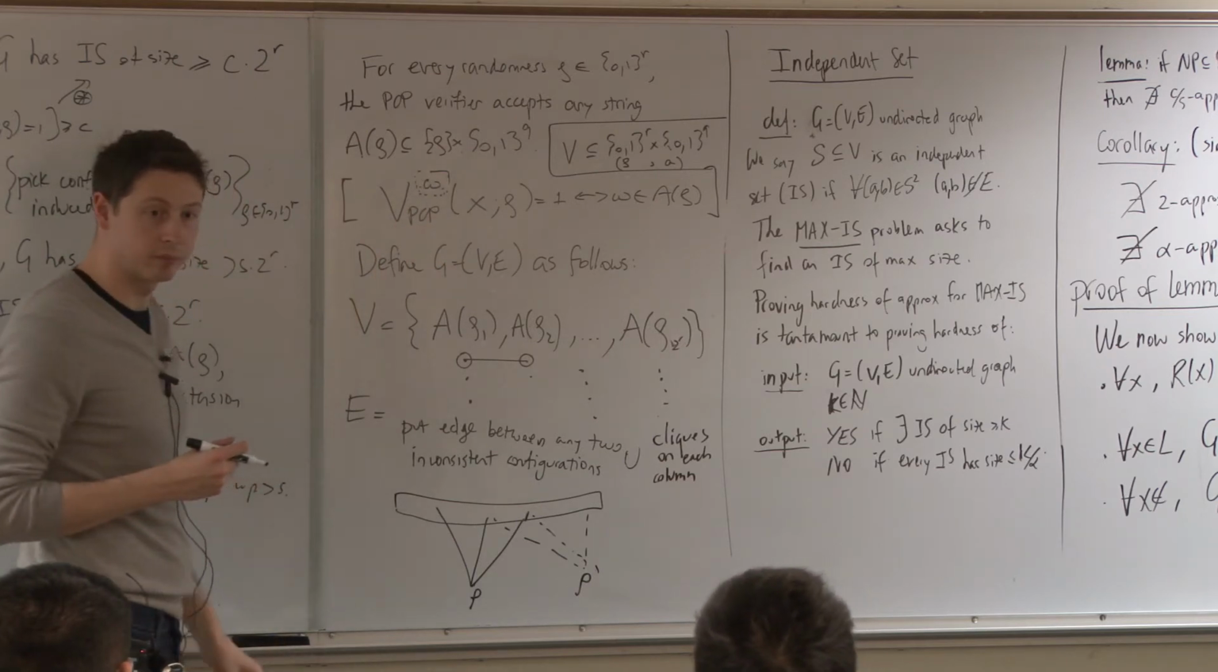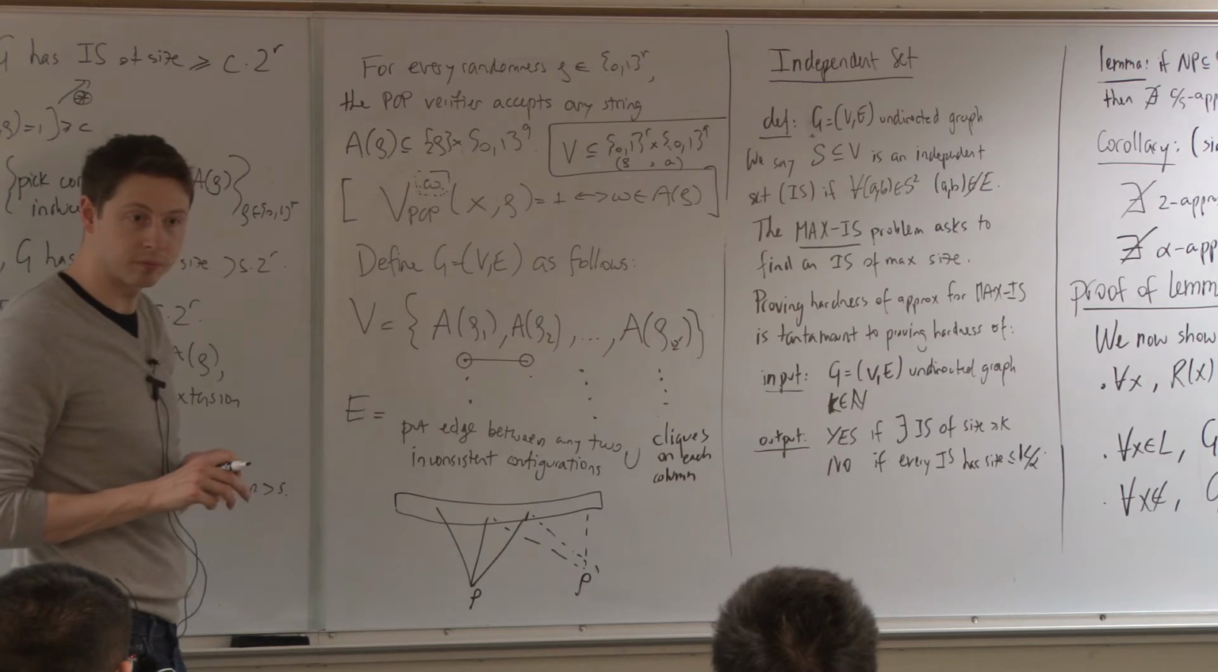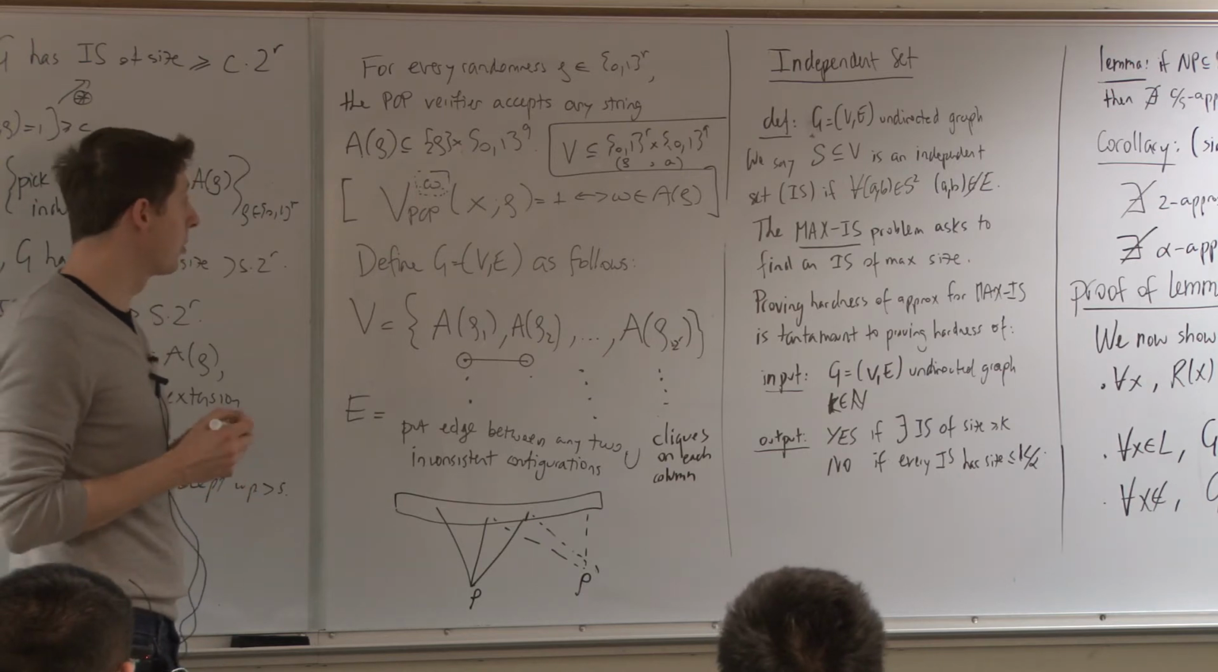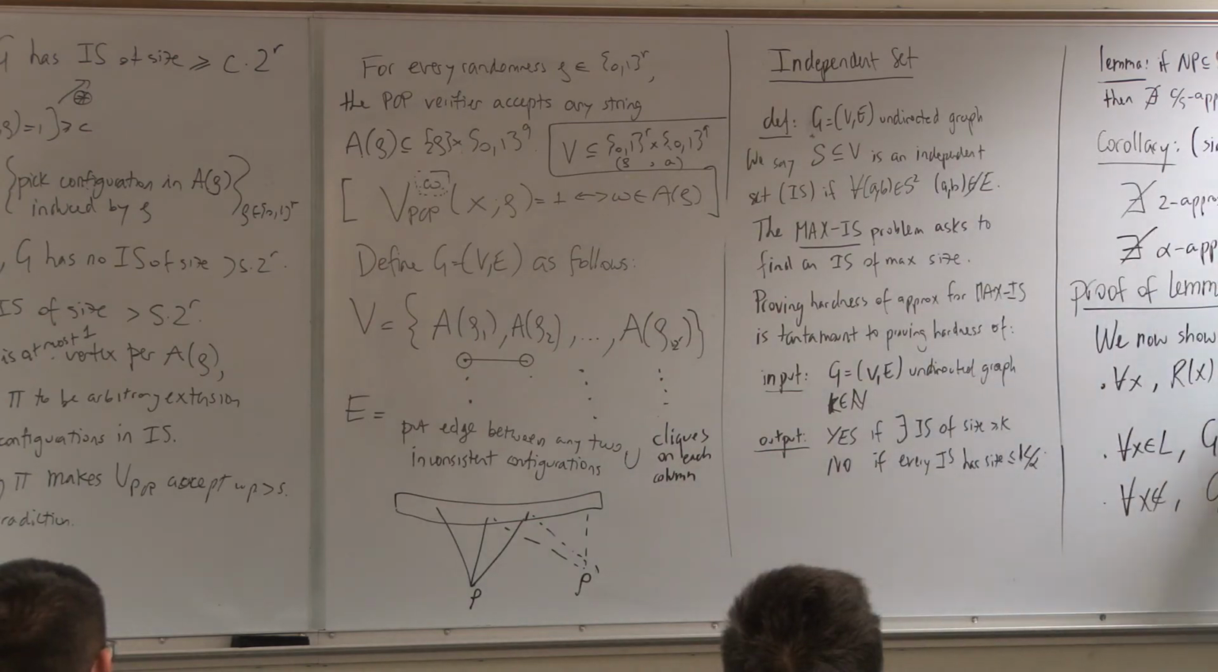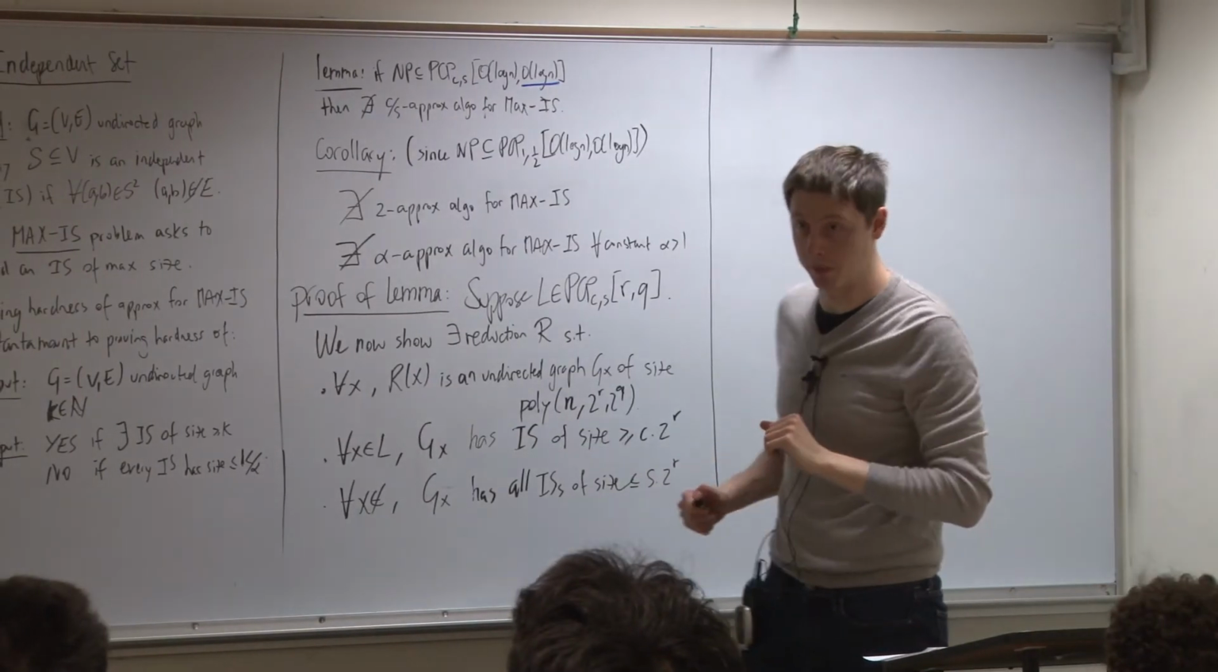In the PCP, the answer to each query can only be 0 or 1. So right now, when I don't specify the alphabet, we're looking at a 0, 1 alphabet.